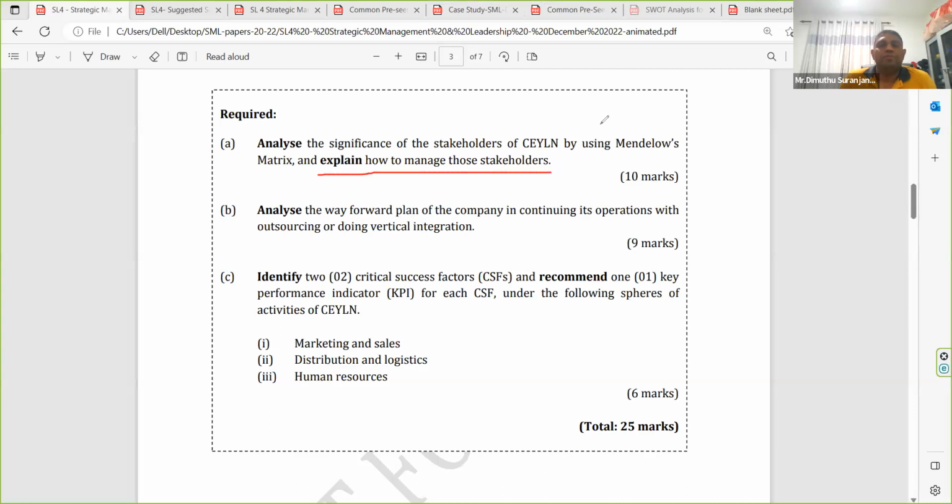So it tests your theory knowledge related to the Mendelow matrix. It's a very popular area, guys. For a subject like SML, it's very important to identify the key tools tested by the examiner. Mendelow is such a tool. If you work on this key topic area, then you can pass the exam. Otherwise, it's not practical to remember everything in the study pack. See the study pack, it's a huge one. For 50 marks, how can you remember everything here? Not practical, guys. So focus on the key areas.